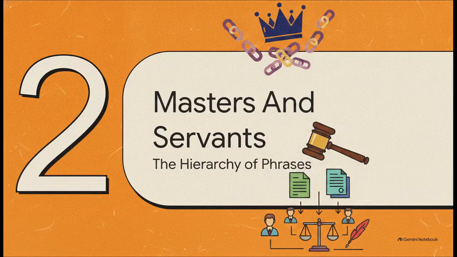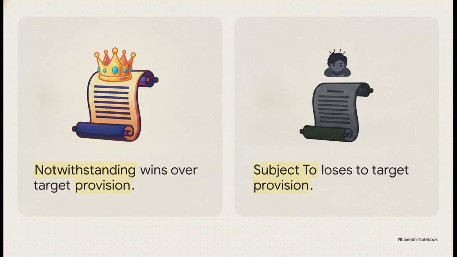Moving on to Section 2, Masters, Servants, and Parallels. You see, notwithstanding doesn't operate in a vacuum. There's a strict hierarchy of these legal phrases. It helps to think of legal drafting as a strict power structure. On one side, you have notwithstanding, which we can call the master. It always wins over its target provision. It dictates the terms, period.